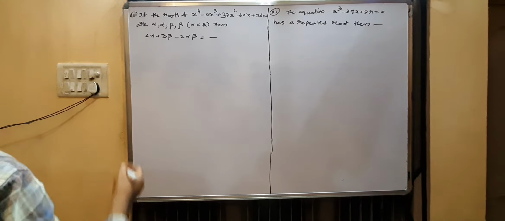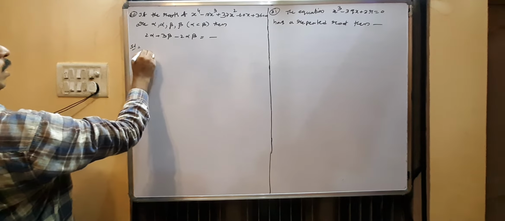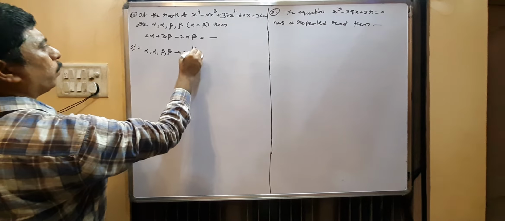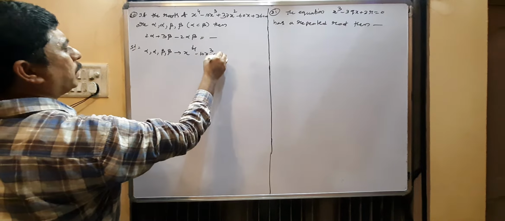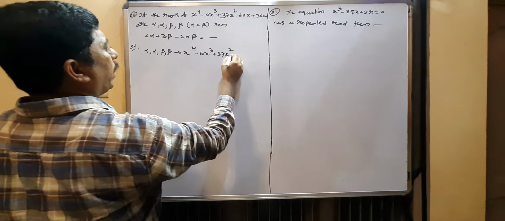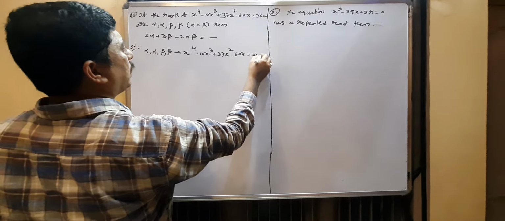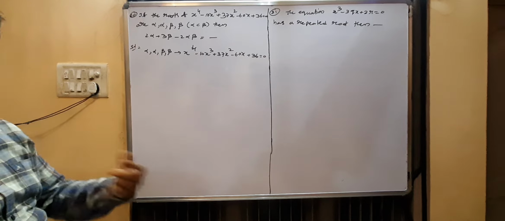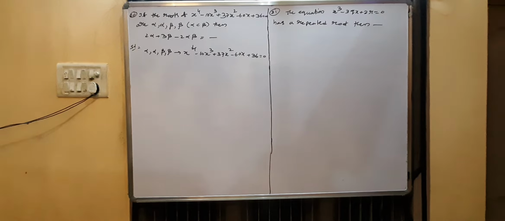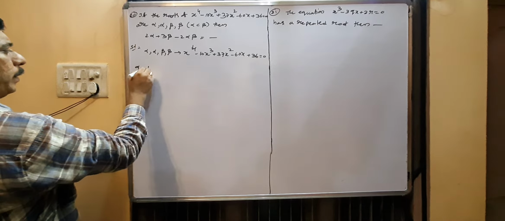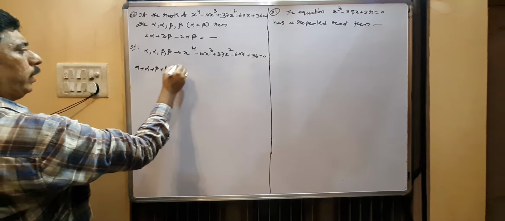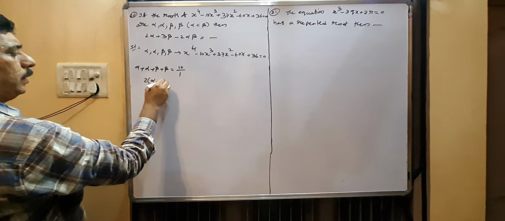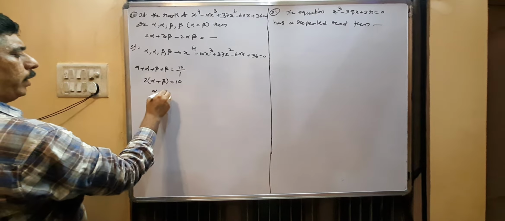Next one. Given alpha, beta are the roots of x power 4 minus 10x cube plus 37x square minus 60x plus 36 equal to 0. The given equation has a pair of equal roots. The sum of the roots, alpha plus beta, is minus b by a, that is minus of minus 10 by 1, which is 10. Two times alpha plus beta is 10, so alpha plus beta is 5.